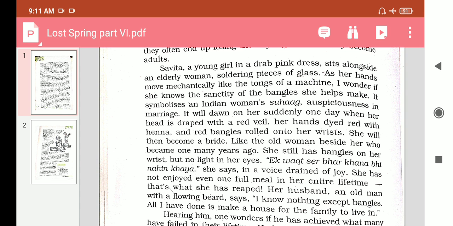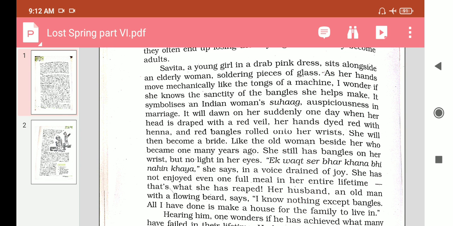Savita, a young girl in a drab pink dress, sits alongside an elderly woman soldering pieces of glass, as her hands move mechanically like the tongs of a machine. I wonder if she knows the sanctity of the bangles she helps make. It symbolizes an Indian woman's suhag, auspicious in marriage.